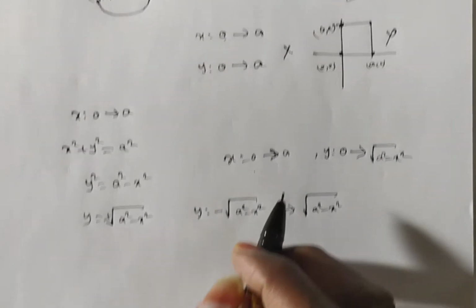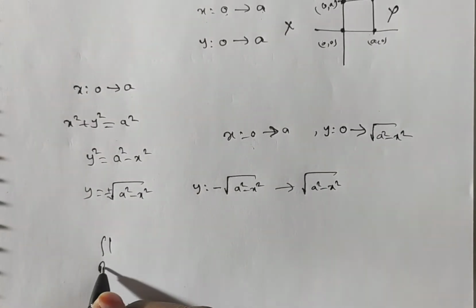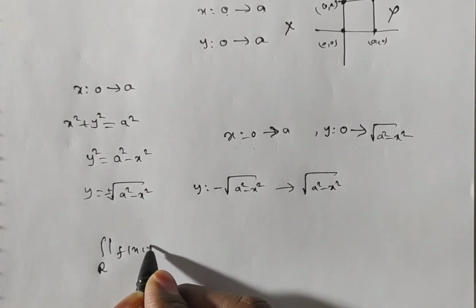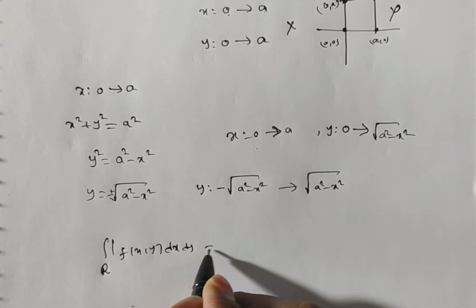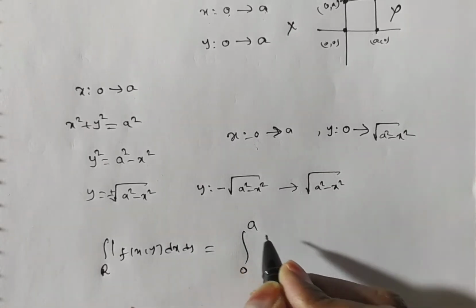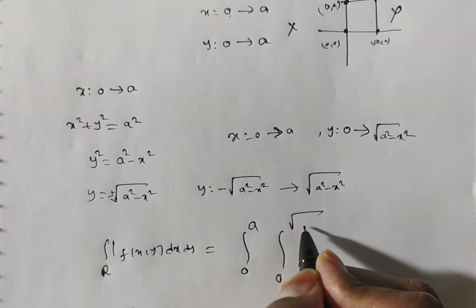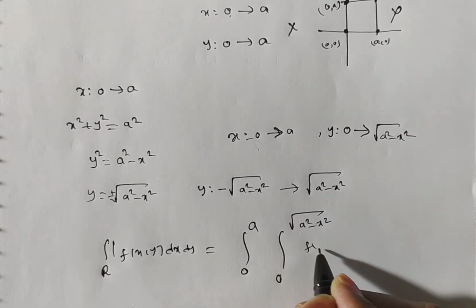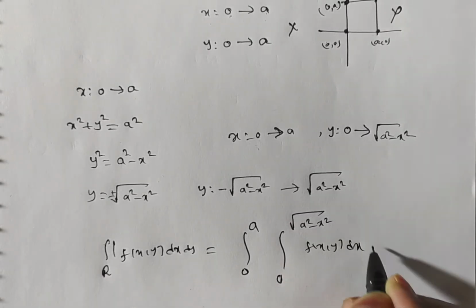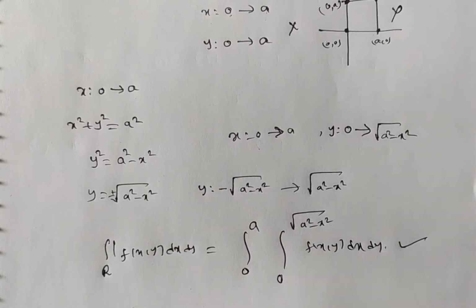These are the limits for the region. The double integral over R of f of x comma y dx dy is the integral from 0 to a and 0 to square root of a square minus x square of f of x comma y dx dy. This is in the first quadrant.